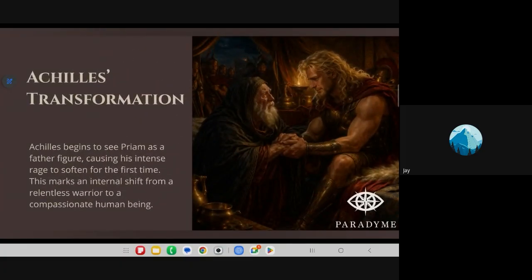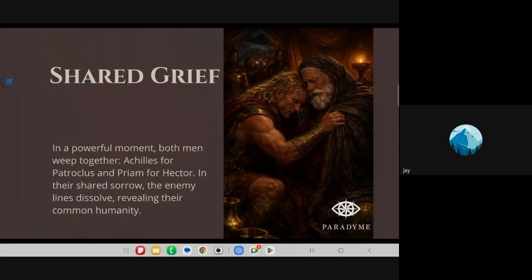Achilles begins to see Priam as a father figure, causing his intense rage to soften for the first time. This marks an eternal shift from a relentless warrior to a compassionate human being. In a powerful moment, both men weep together, Achilles for Patroclus and Priam for Hector. In their shared sorrow, the enemy lines dissolve, revealing their common humanity.